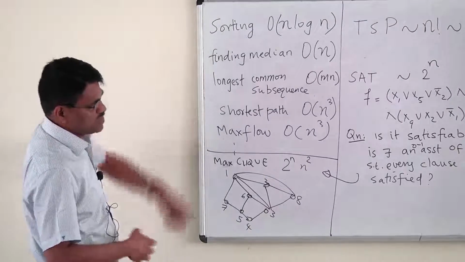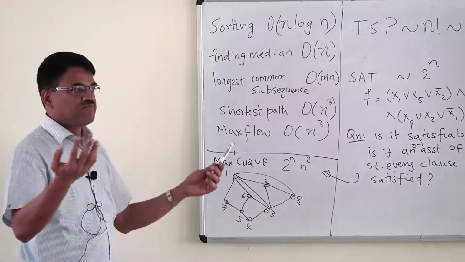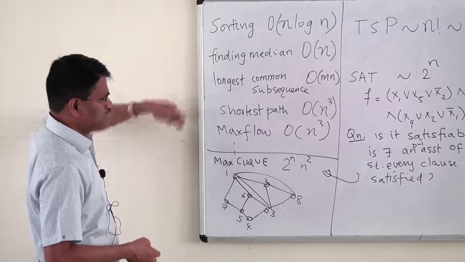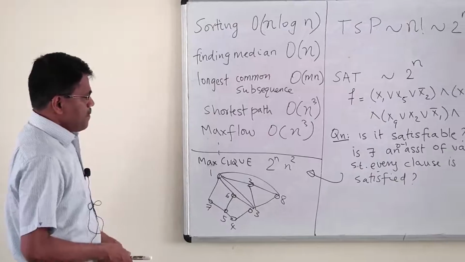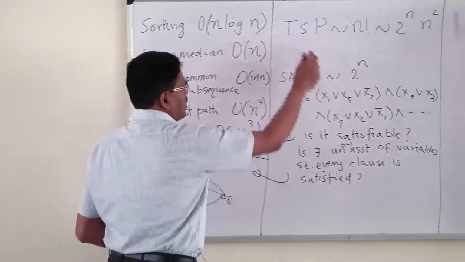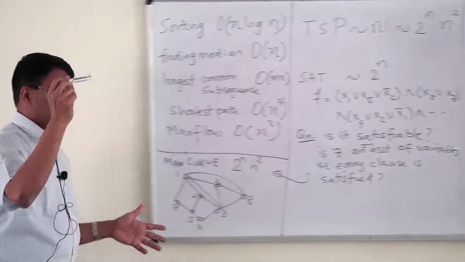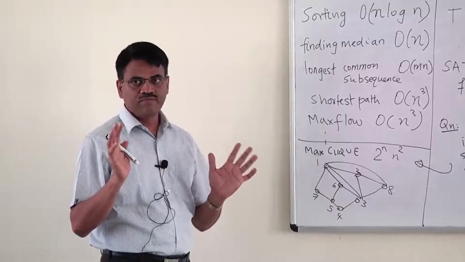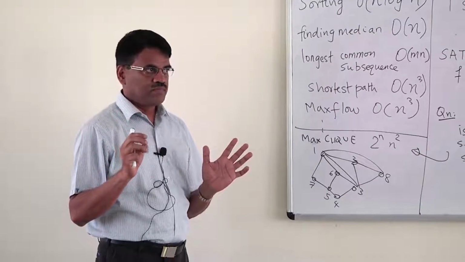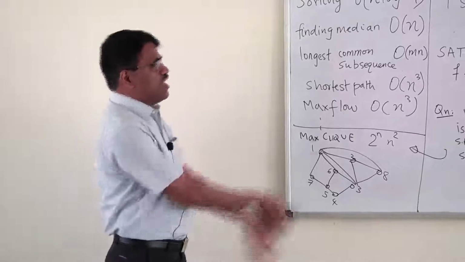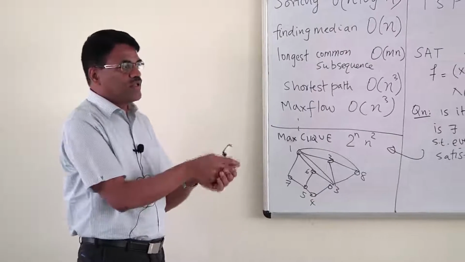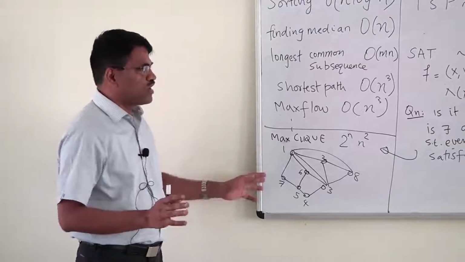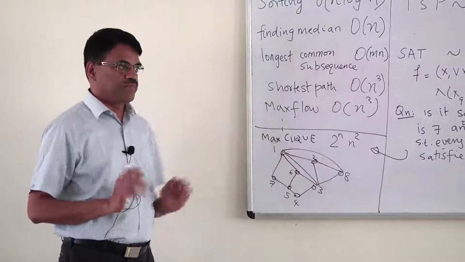Max flow, shortest path, minimum spanning tree, longest common subsequence, median, all of these problems are in P, whereas these problems, max clique, TSP, SAT, I can't yet say they are not in P, right? Why not? All I said is here is an algorithm that takes 2 power n time, but there may be a better algorithm. At this point, I don't know whether these problems are in P.